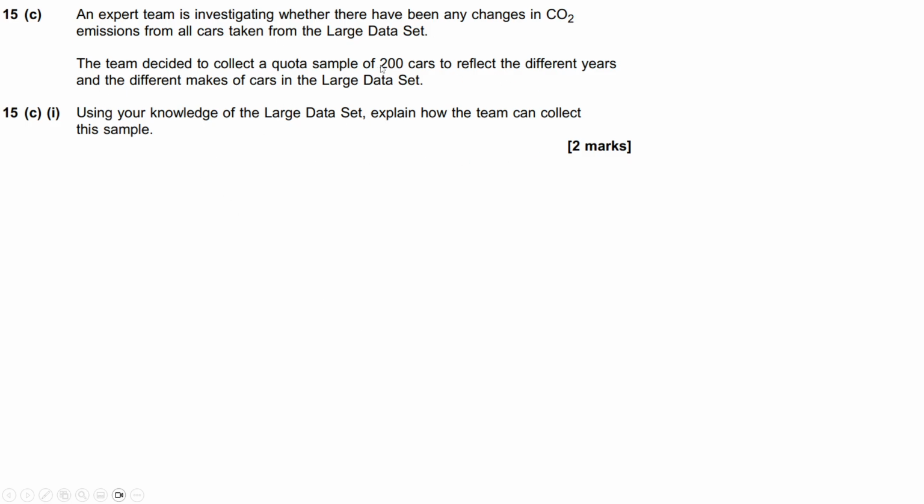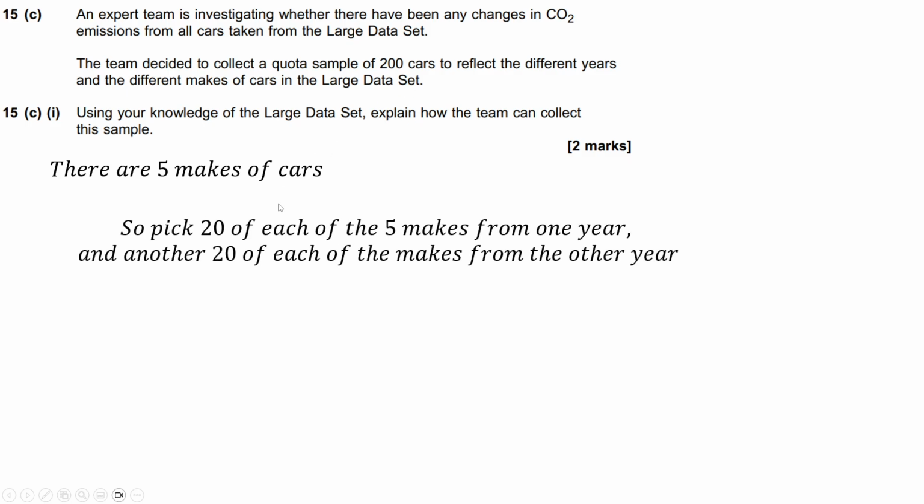Now the large data set, so we want to take a quota sample of 200 cars. Well, in the large data set, there's 5 makes of cars, across the 2 years that the large data set is over. So if we just pick 20 cars of each make from each year, that means in 1 year we'll have 20 times 5 cars, so that's 100, and then the other year we'll also have another 100, so that makes up the 200 that we need.